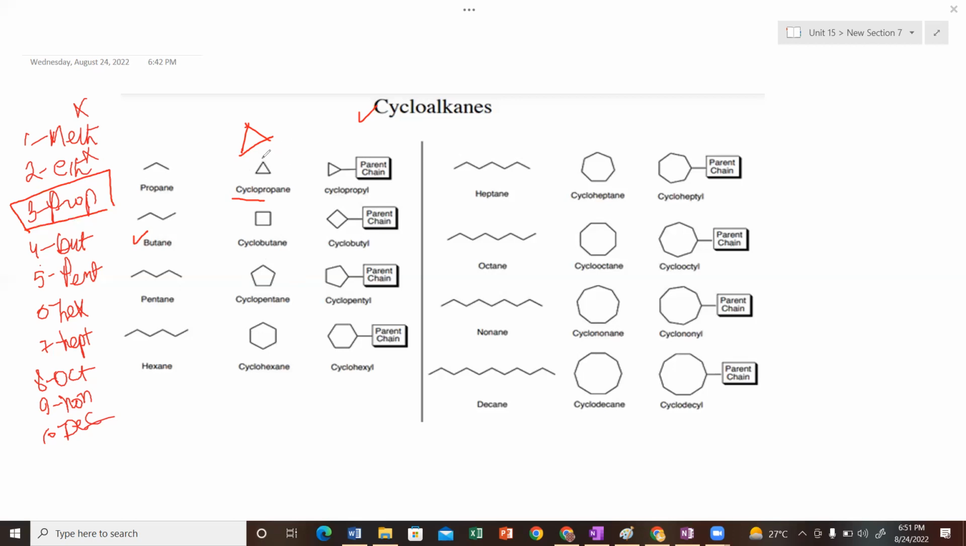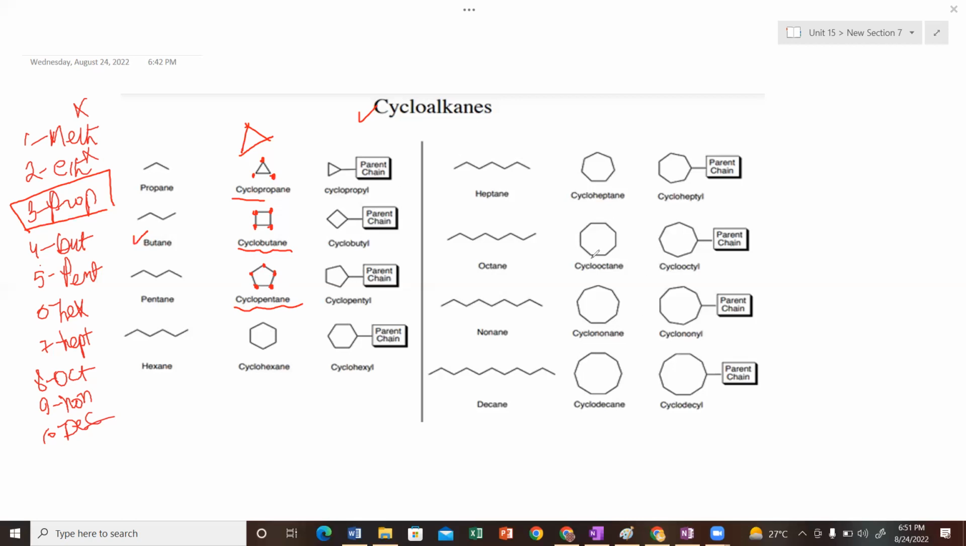In this first skeleton, we have three carbons, 1, 2, and 3. So that's why it is cyclopropane. In the second structure, we have four carbons, 1, 2, 3, and 4. That's why it is cyclobutane. If we have a pentagon in which five carbons are there, 1, 2, 3, 4, 5, so it would be cyclopentane, and so on.